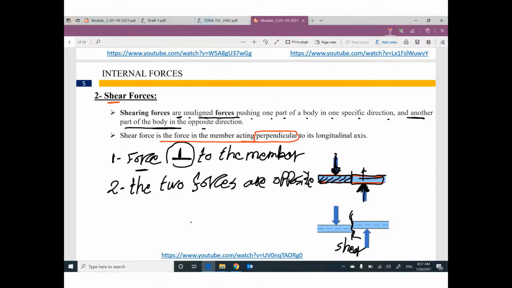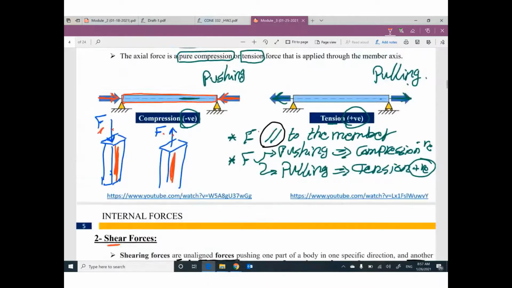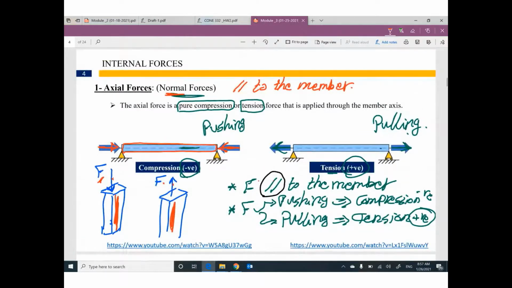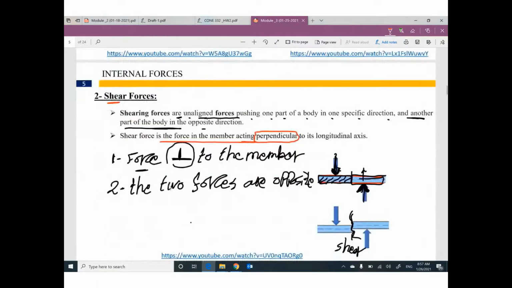So guys, please pay attention. Which forces cause axial force? The force parallel to the member. If the force is pushing, it's compression. If the force is pulling the member, it's tension. Which forces cause shear? The forces perpendicular to the member, and these forces must be opposite to each other to make shear.